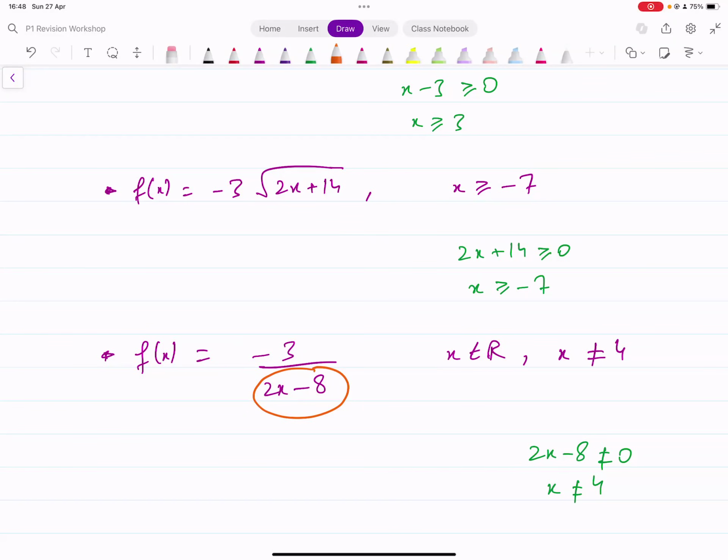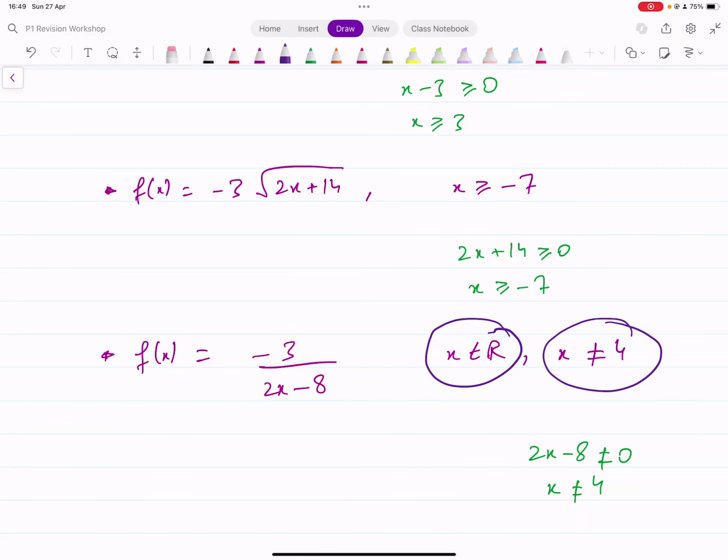So how do you get 0 in the denominator here? For 2x minus 8 equal to 0, what's the value of x that you get from that? You get x equals 4. That means that's the value at which this function becomes undefined. So what would you say about the domain of this function? You would say it's all real values. However, there's one exception, that x cannot be equal to 4.